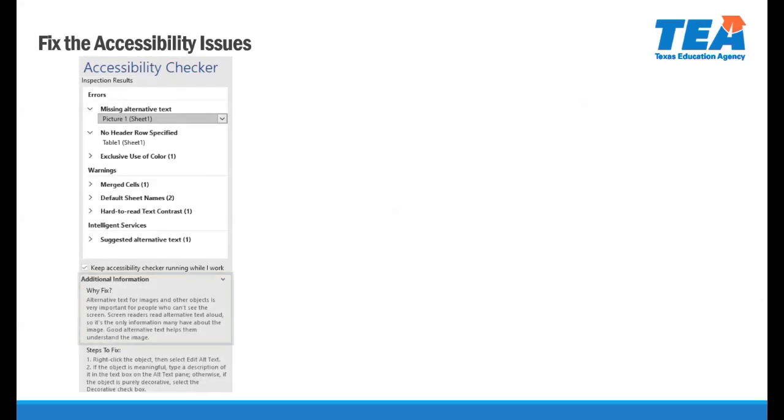To fix accessibility issues, use the checker. It explains why to fix issues and steps on how to fix them. Each element on the checker has a drop-down that provides recommended actions on fixing them.